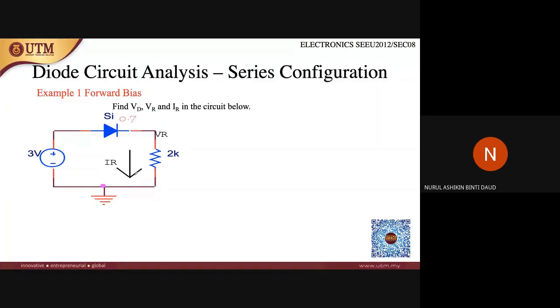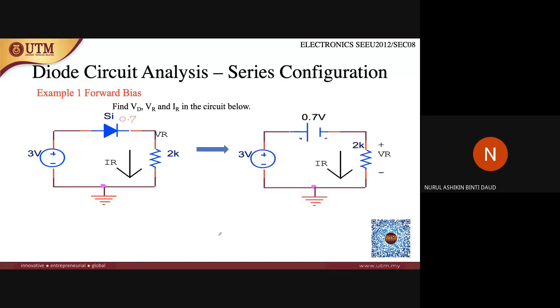So in order for you to find VD, you can find it directly when you know that the diode is made of silicon, right? So VD is 0.7. VD you can find directly from the information on what the diode is made of. If it is made of germanium, then VD is 0.3.